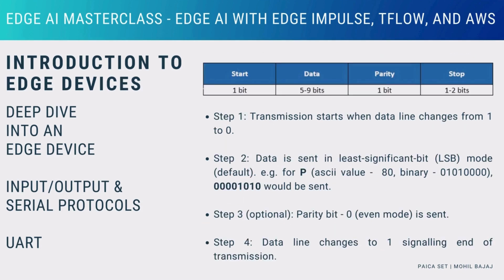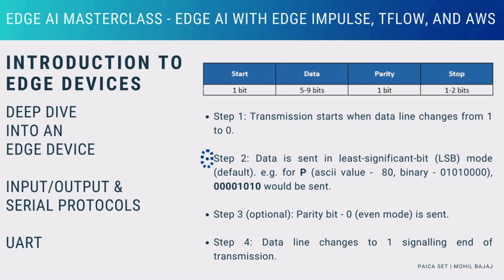With this understanding under our belt, now let's look at how UART actually sends data. Broadly speaking, the process can be divided into 4 steps. In the first step, the transmission starts by changing the data line from 1 to 0. Or in other words, it starts when a start bit with a value of 0 is sent on the line. Once the start bit has been sent to let the receiver know that a data transmission is underway, in the second step, the actual data is sent in either the least significant bit, or LSB mode, which is the default setting, or the most significant bit mode, or the MSB mode.